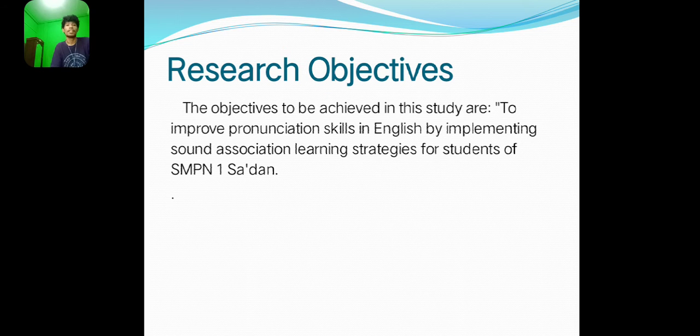The next, research objective. The objective to be achieved in this study is to improve pronunciation skill in English by implementing the sound association learning strategy for students of SMPN 1 Sadan.